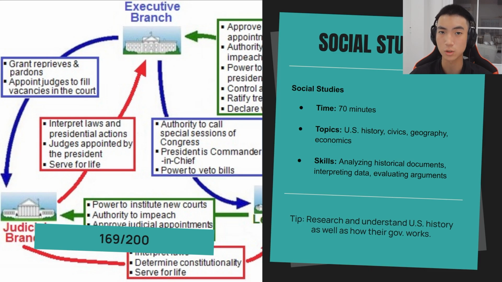So you would have to research a lot for this one, especially if you don't go to an American curriculum school. And yeah, if you do it well though, you should be able to score pretty well. So it's up to you how much you study.